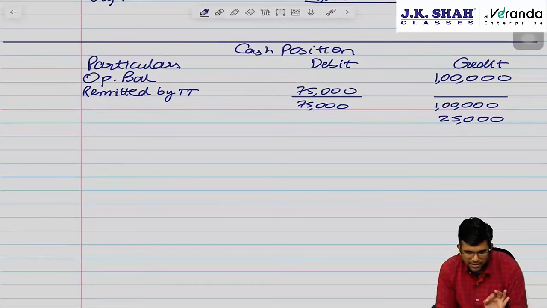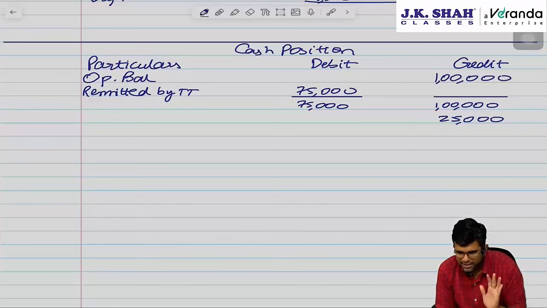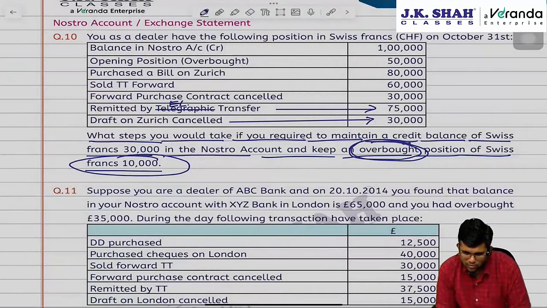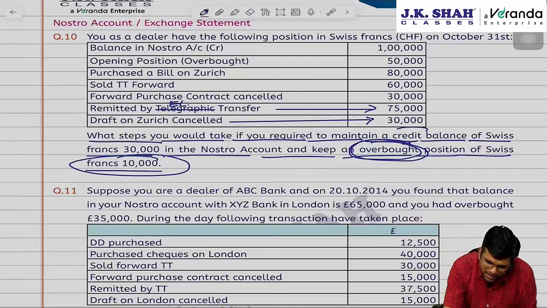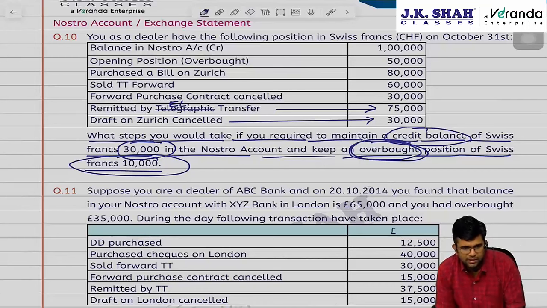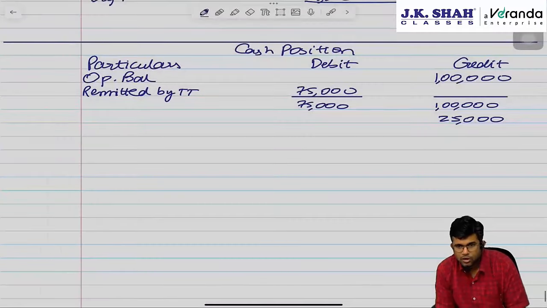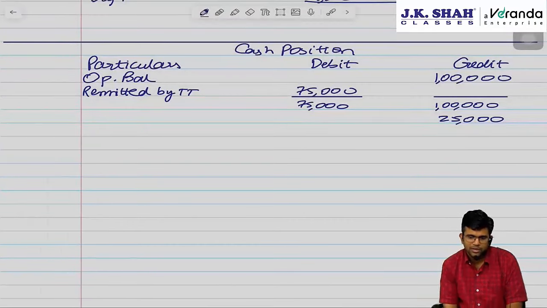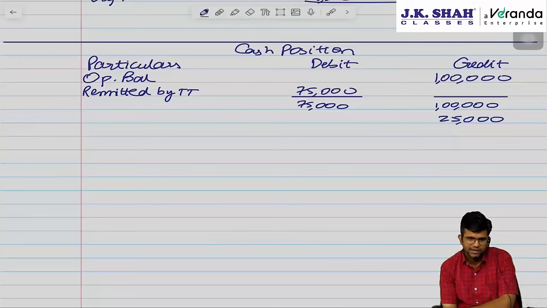Now, as far as cash position is concerned, in cash position you want to keep a credit balance of how much? 30,000. What is your credit balance as of now? 25,000, correct? Can you tell me on the chat box what you need to do to close this position at 30? Right now it is 25. To close this at 30, what you need to do? Do you need to buy CHF or sell CHF? You need to buy CHF worth how much?